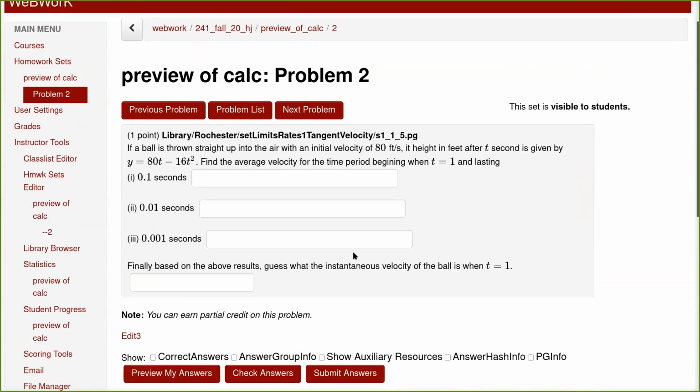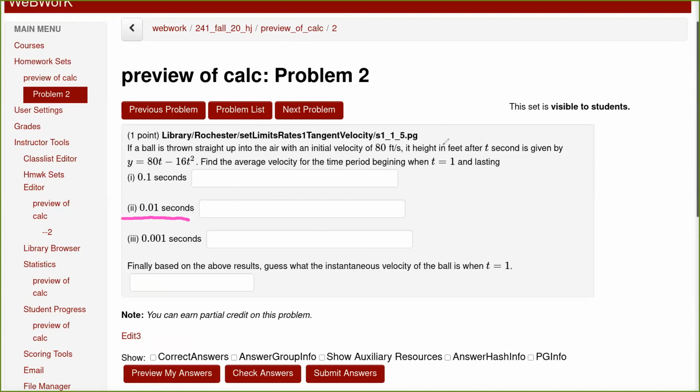So if a ball is thrown straight up into the air with the initial velocity 80 feet per second, its height in feet after t seconds is given by this formula, 80t minus 16t squared. Find the average velocity for the time period beginning when t equals 1 and lasting, let's just do, instead of doing the first one this time, let's do this middle one. Let me get my pen. Okay, so I'm going to do this one.